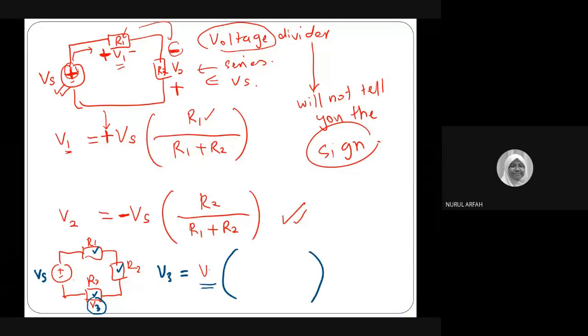Okay, good. This is VS. Alright. Okay. Now, what is this one? R3. R3. And then divide by what? R1 plus R2 plus R3. Wow, that's good. Okay. Is it a positive or negative sign? I just gave this one. Negative. Yes.